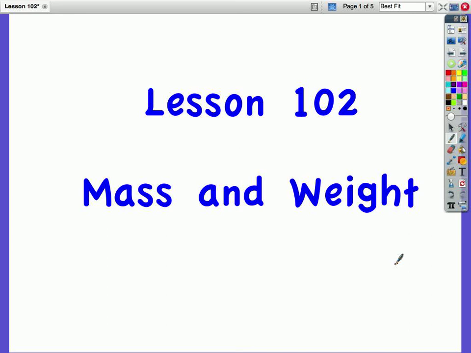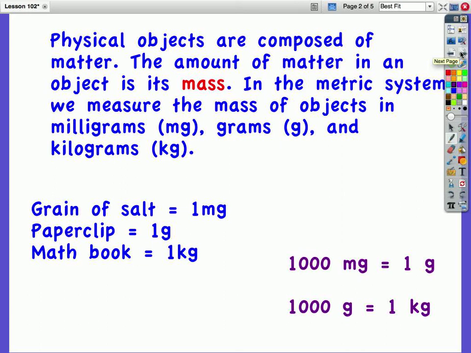For lesson 102, we're going to talk about mass and weight. Physical objects are composed of matter. The amount of matter in an object is its mass. In the metric system, we measure massive objects in milligrams, grams, and kilograms. And I added some conversions on the bottom.